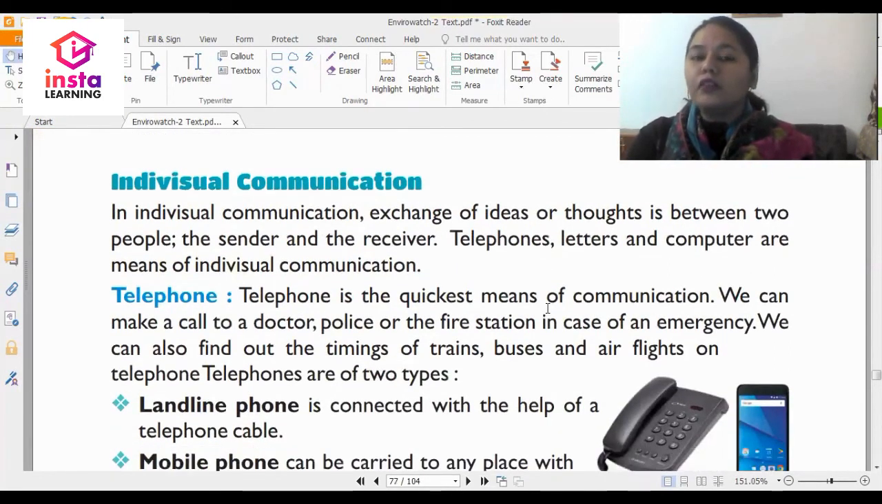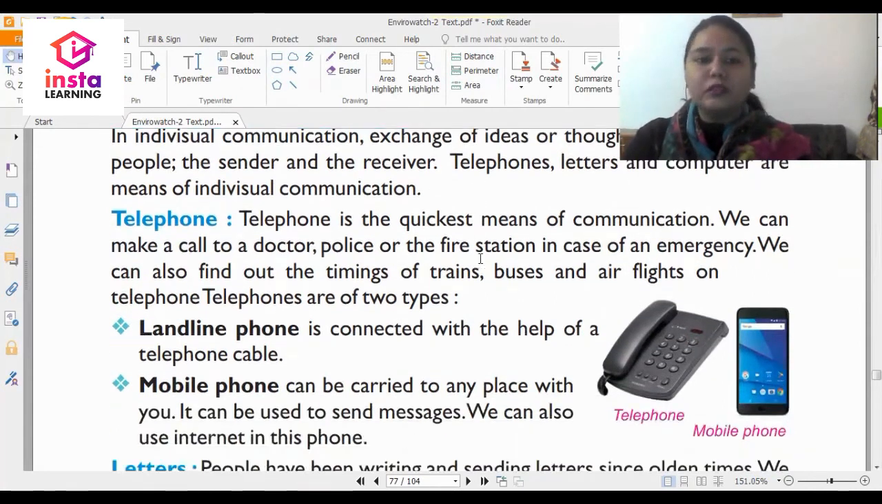So when we talk about individual communication, there's a sender and there's a receiver. Sender, one who sends the message. Receiver, one who receives the message. Now, like we are talking right now, who's the sender here? I am the sender here, because I am trying to send you a message. What is the message? That I am explaining the chapter to you. Who is the receiver? It is my dear students who are the receivers here. All right. Telephones, letters, and computers are means of individual communication.